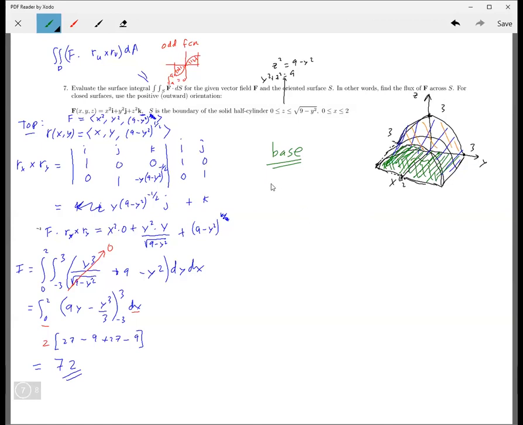Now, what's an equation for the base? The base isn't just a square. The surface. It's a part of a plane, right? Well, it's part of the xy plane. And what's the equation for the xy plane?